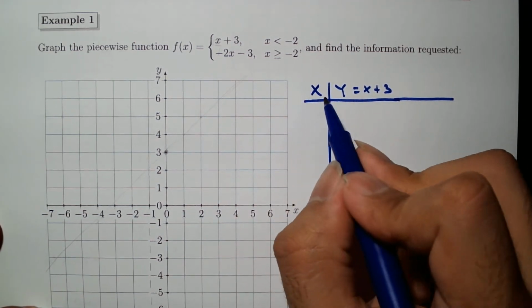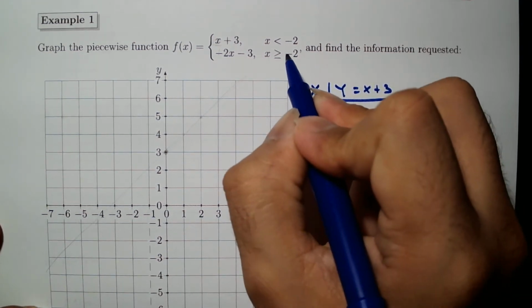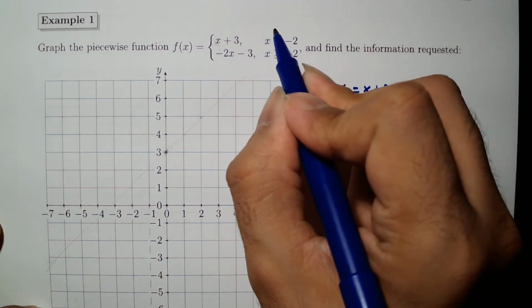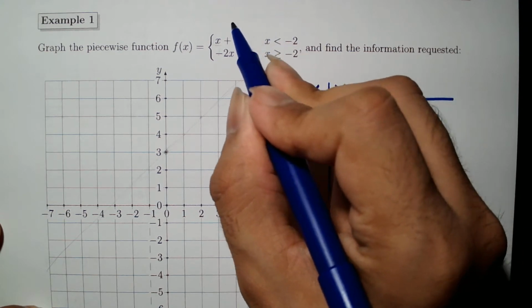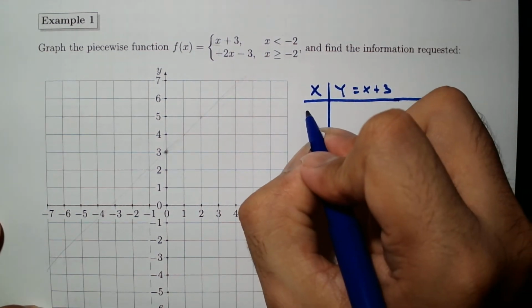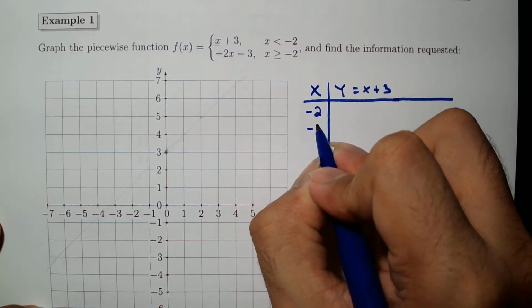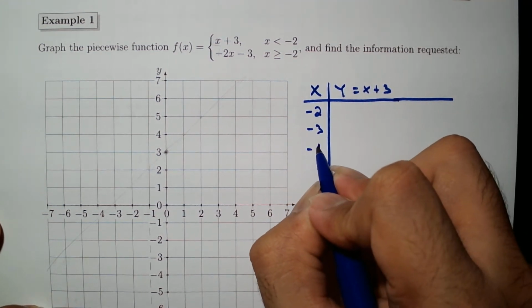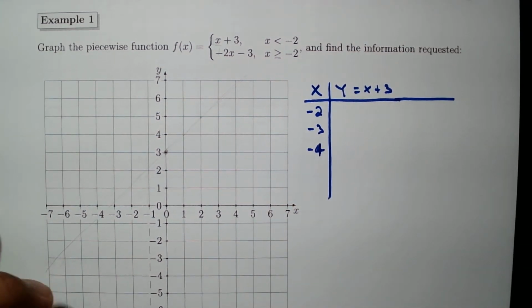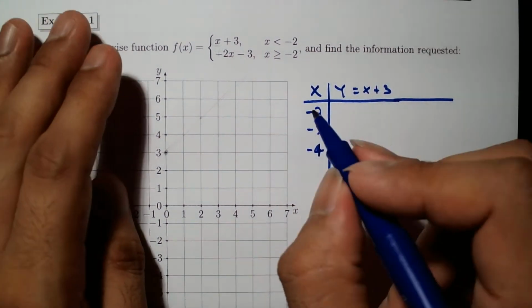But in this case, I cannot take just any value of x. The condition clearly states that we can only feed the x plus 3 with numbers that are below -2. So -2, -3, -4, etc. Of course, I'm not going to write a million values here. Just a few are good enough.